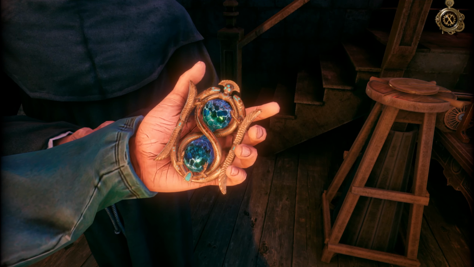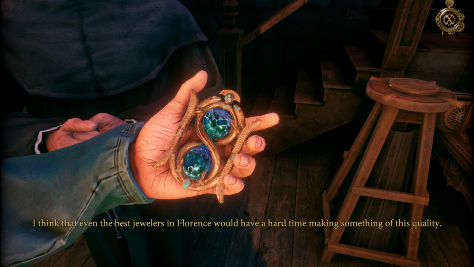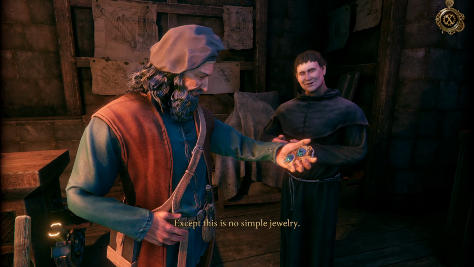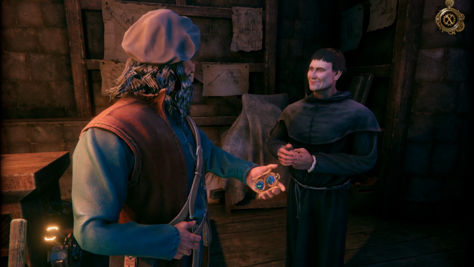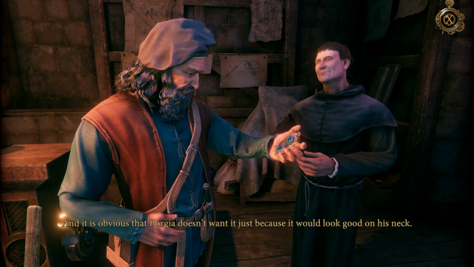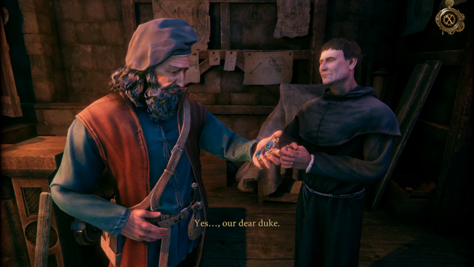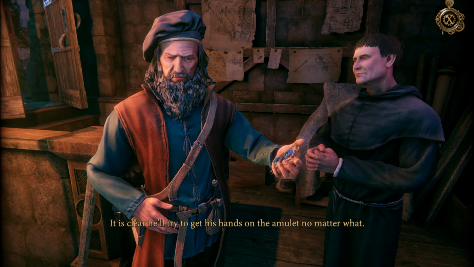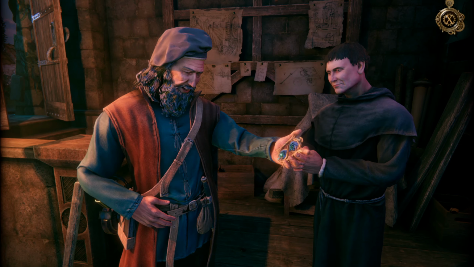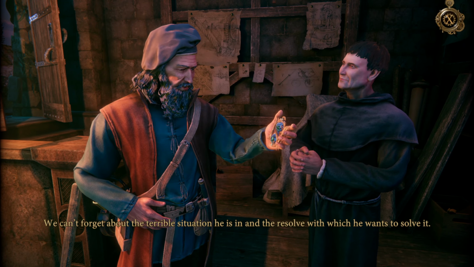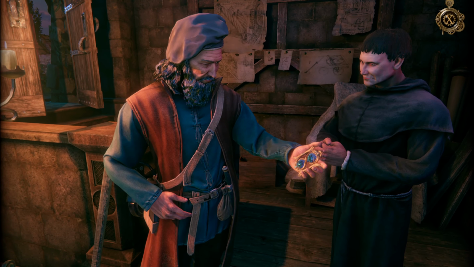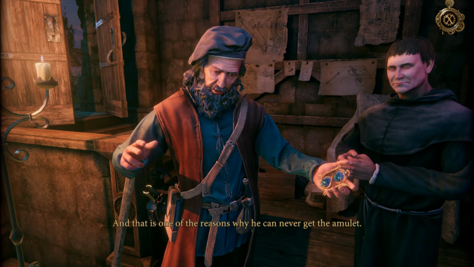Beautiful craftsmanship. I think even the best jewelers in Florence would have a hard time making something of this quality. Except this is no simple jewelry. And it is obvious that Borgia doesn't want it just because it would look good on his neck. Yes, our dear Duke. It is clear he'll try and get his hands on the amulet no matter what. We can't forget about the terrible situation he's in and the resolve with which he wants to solve it. And that is one of the reasons why he can never get the amulet.